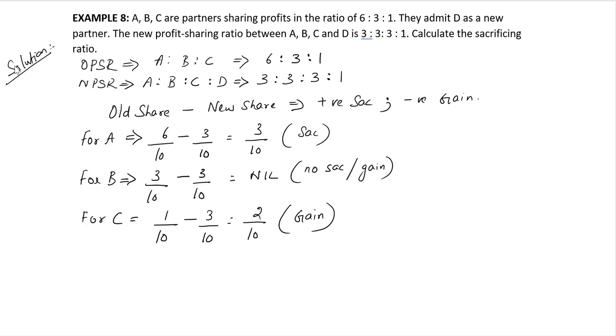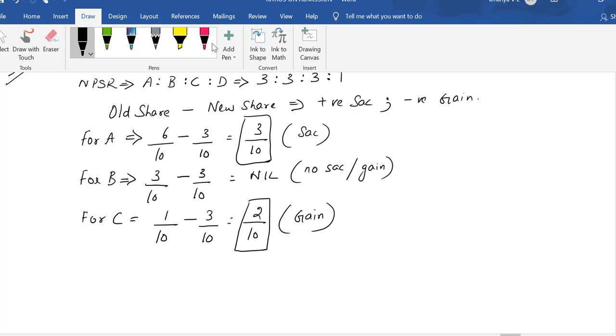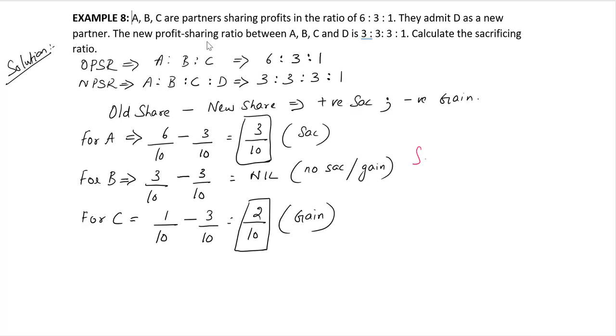Therefore, there is only one person who's sacrificing, that is A, and his sacrifice is 3/10. Another existing partner also gains, and his gain is 2/10. So let's summarize. Sacrifice of A is 3/10, and gain of C is equal to 2/10.